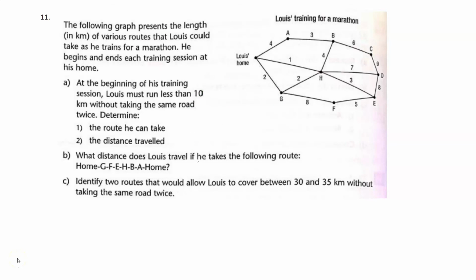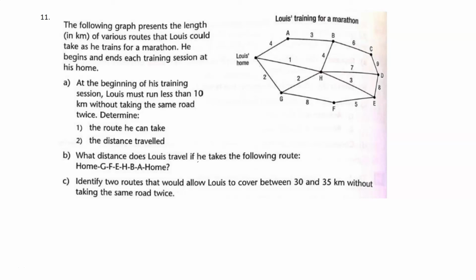The following graph presents the length in kilometers of various routes that Louis could take as he trains for a marathon. He begins and ends each training session at his home. At the beginning of each training session, Louis runs less than 10 kilometers without taking the same road twice. Determine the route he can take and the distance traveled. We'll need to investigate some potential routes.